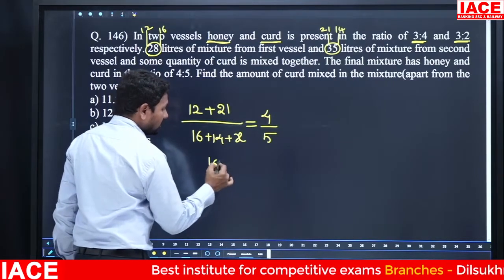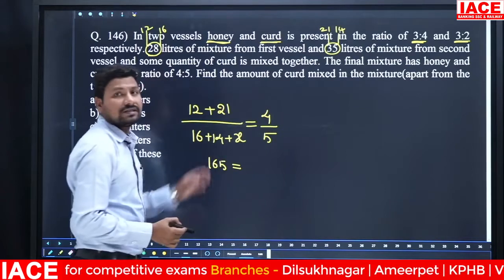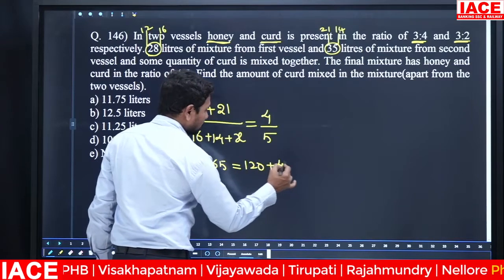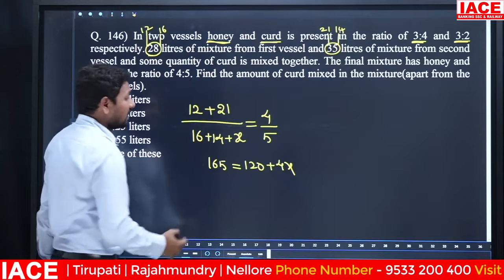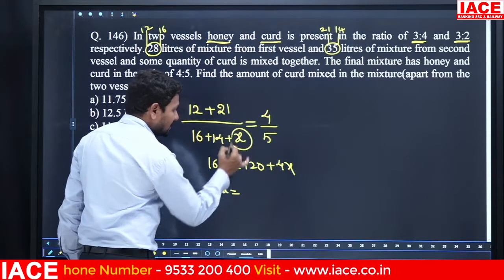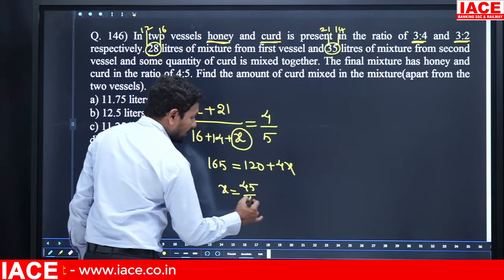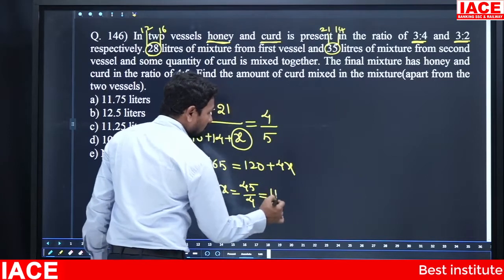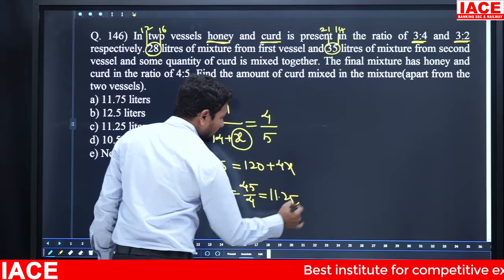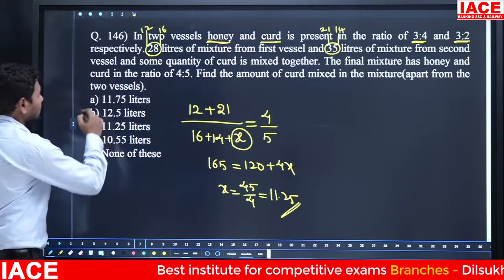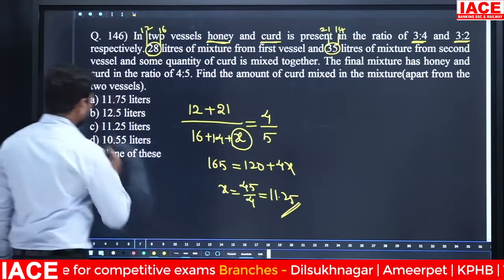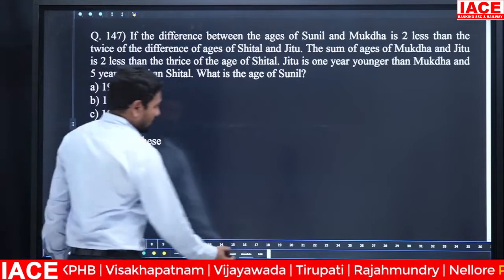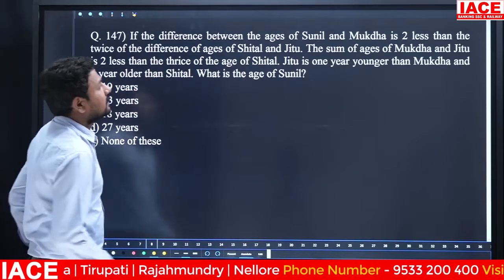5 3s are 15, it is equal to 165. And 16 plus 14 is equal to 30. 30 times 4 is equal to 120. 120 plus 4x. And 165 minus 120 is equal to 45. Then x is the extra curd added. 45 by 4 is equal to 11.25. Then 11.25 liters of extra curd is added. Option C.